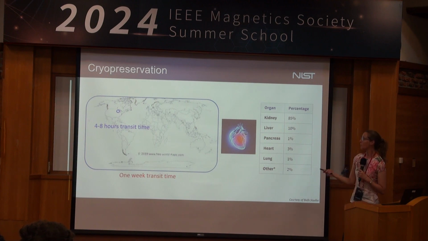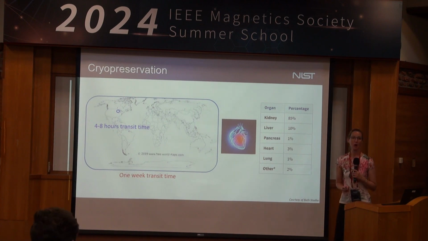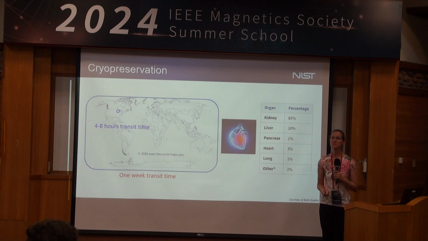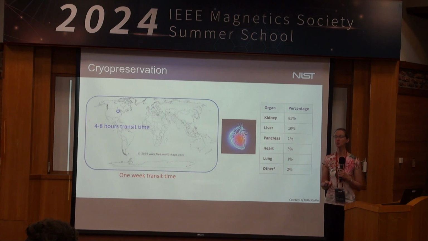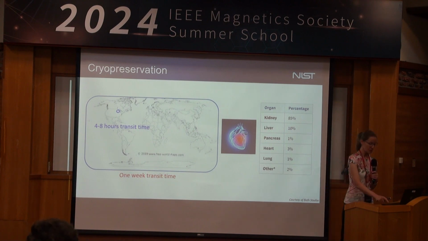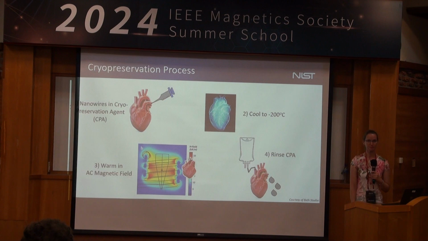But what would happen if you could freeze it, if you could cryopreserve the organ? Now all of a sudden your transit times go from 48 hours to all of a sudden you can have a week or more, and you can move this anywhere around the world. You have time to really test for rejection. You have time to make sure people can get to the hospital. So how would this kind of process work if you could do it?